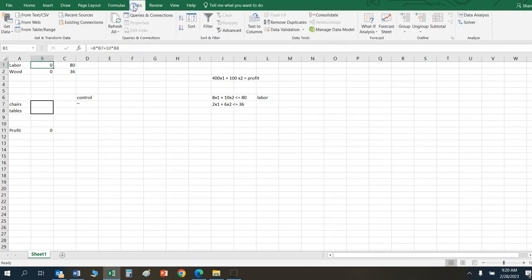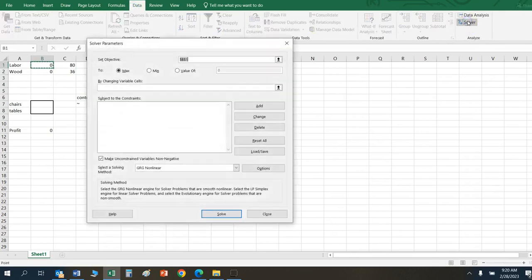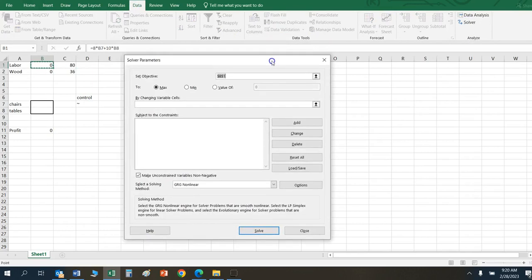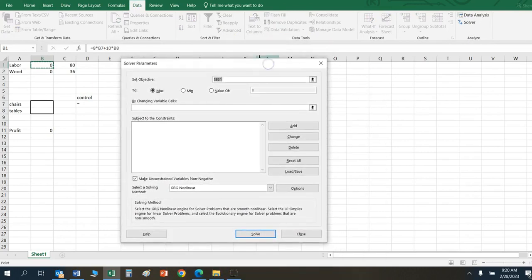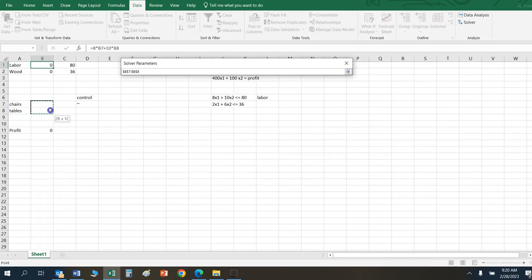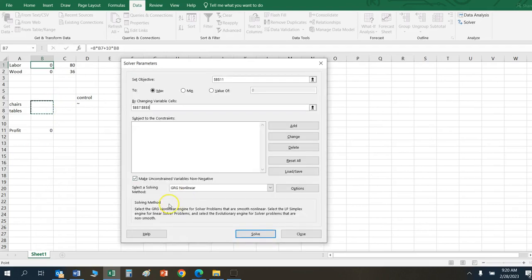Okay, now we go to Data, Solver. Our objective is our profit, and that is B11. You always have to click where you put the formulas. Changing variable cells: the variable cells are the decision variables, so B7 and B8.